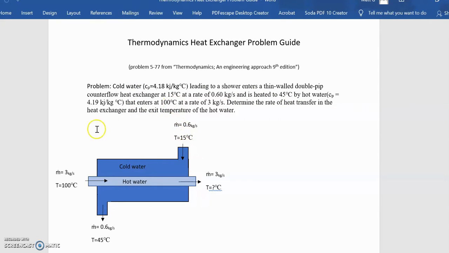So the first thing you're going to want to do in a problem like this is always draw it out so you know what's going on. You can see here we have the hot water with a flow rate of 3 kilograms per second entering at 100 degrees Celsius, and we're trying to find out what temperature it leaves at. Then we have the cold water here, same flow rate of 0.6 in and out, and there's going to be some heat flow, Q, going from the hot water to the cold water, and that's what we're going to try and find first.